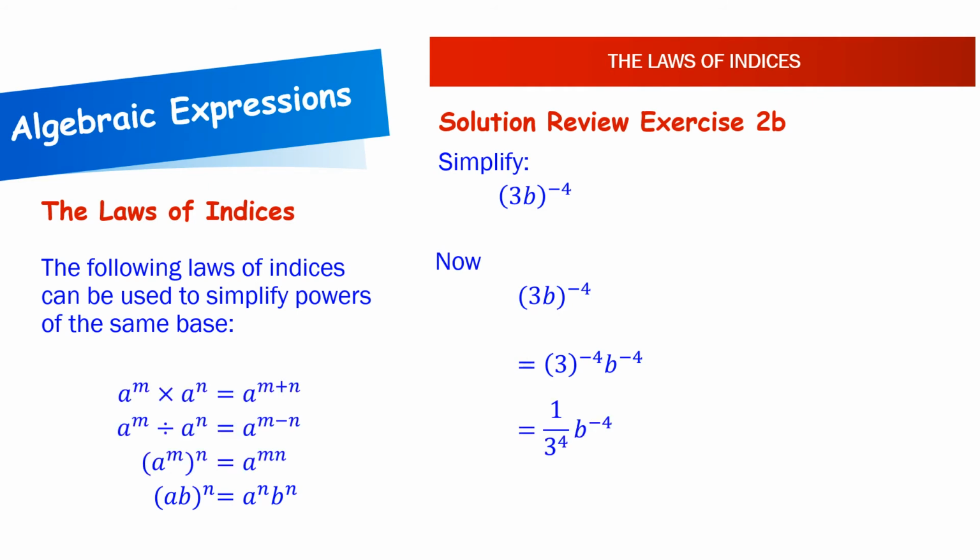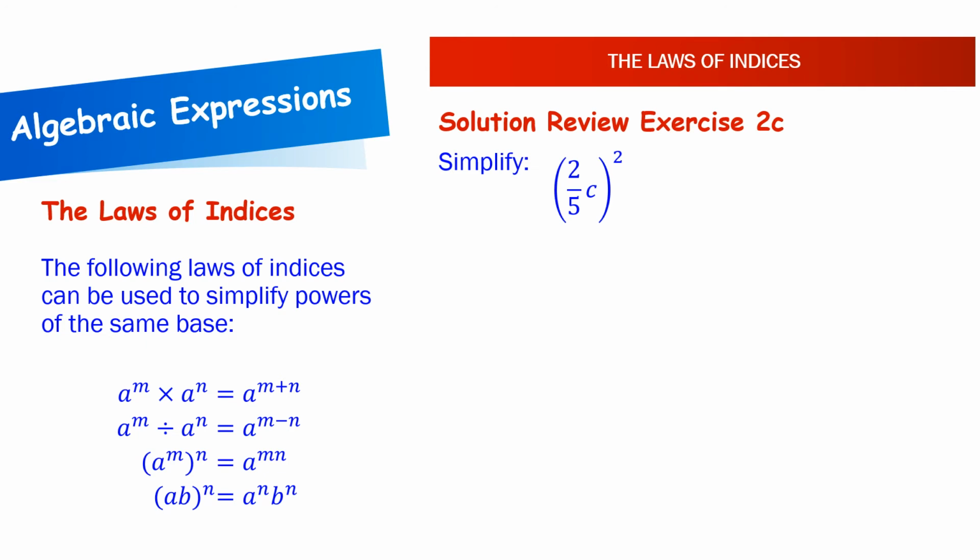And then tidying up gives us that 3 to the power minus 4 is 1 over 3 to the 4, which is 1 over 81. And so overall we have 1 over 81 times b to the minus 4.